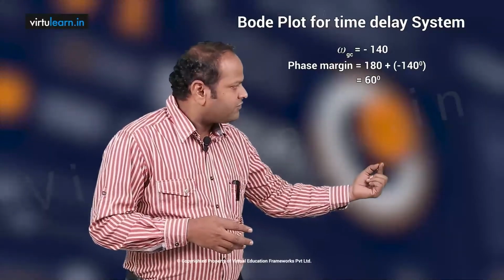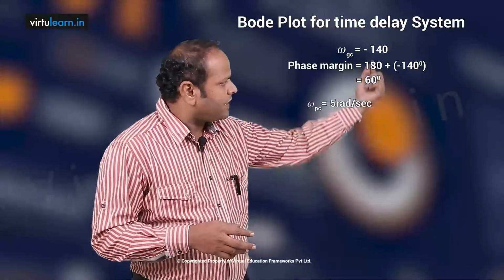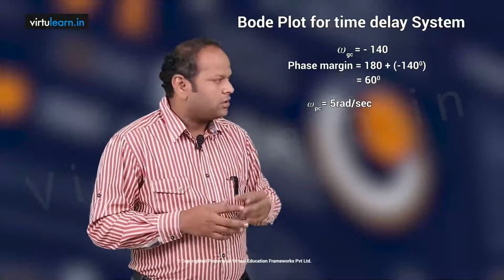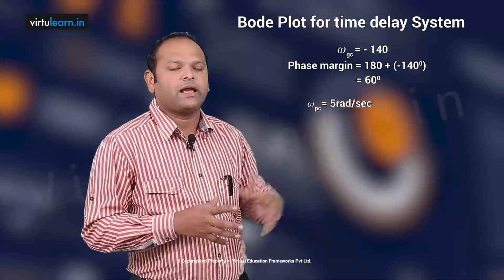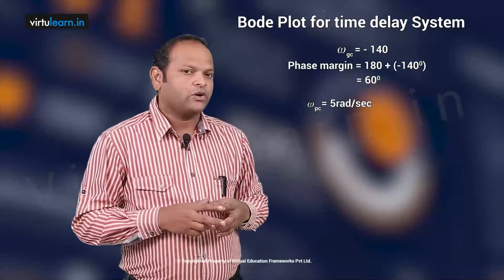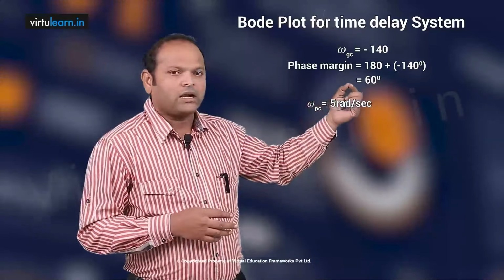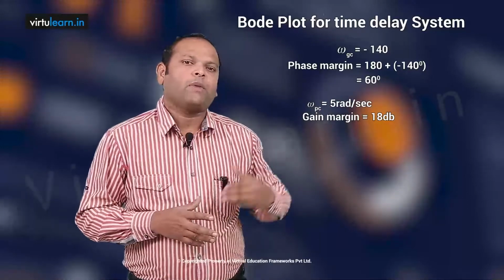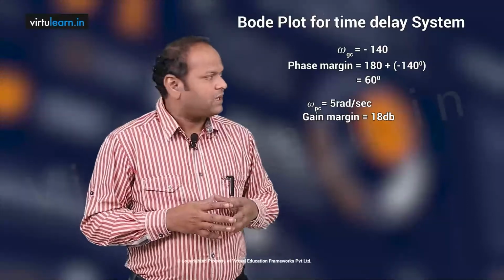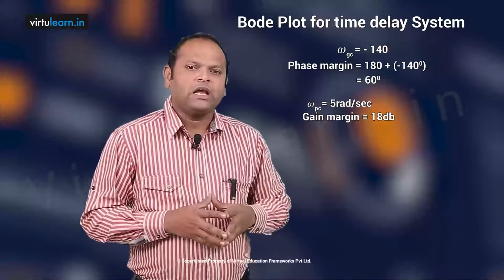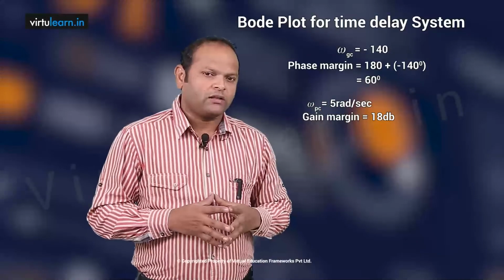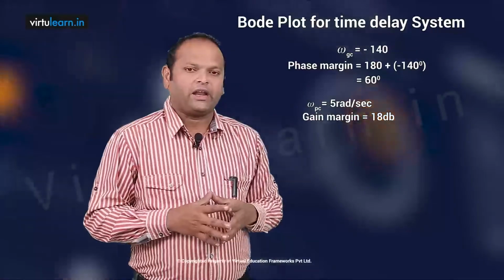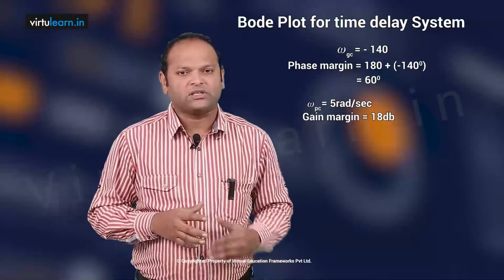At this 3 radian per second, I draw the vertical line onto the magnitude plot. The intersecting point gives minus 18 dB. So the M dB value at omega PC will be minus 18 dB. What will the gain margin in dB be? It is minus of M dB PC, that is 18 dB. So when you take k equal to 1, the phase margin is 60 degrees and the gain margin is 18 dB. So my system is a stable system.